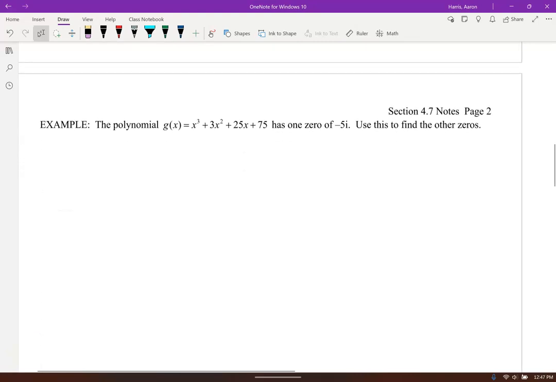This polynomial is a third degree, and it only tells us one of the zeros, negative 5i. Well, if negative 5i, in other words 0 minus 5i, is a zero, then we know 0 plus 5i, so positive 5i, is also a zero. Now, this is a third degree, right? So there should be 3 of them. But this is enough information for us to break this down.